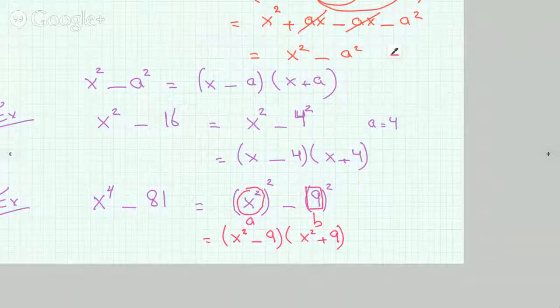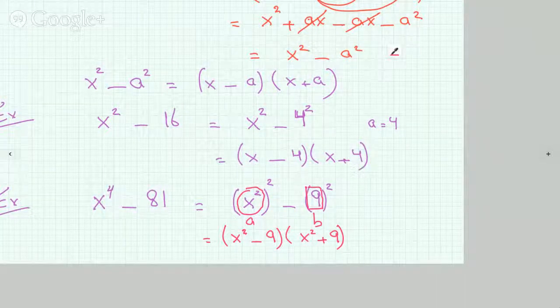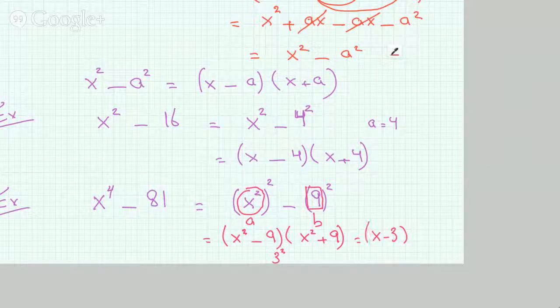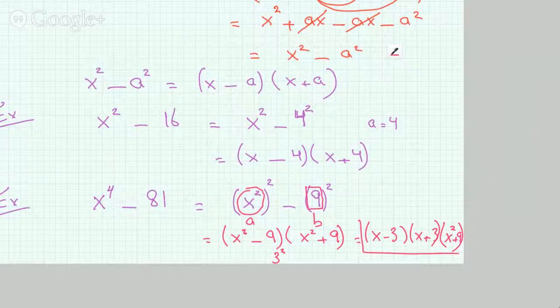Now notice that my mission here is not yet completed. The reason is because I can still factor x squared minus 9 one more step by doing the exact same thing I did on x to the 4 minus 81, because 9 is the same thing as 3 squared. So I could rewrite this as x minus 3 times x plus 3 times x squared plus 9, which cannot be factored, so it stays as x squared plus 9.